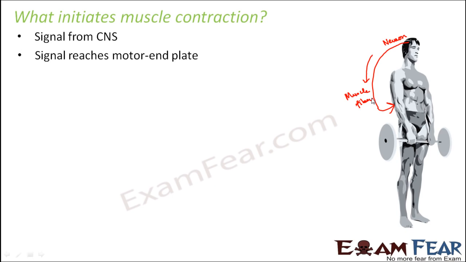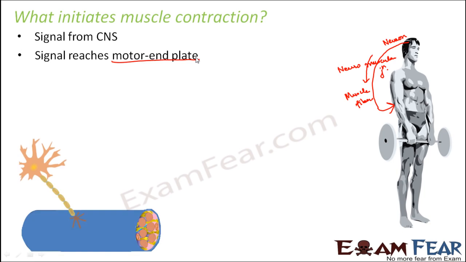Now in between the motor neuron and the muscle fiber, there is a junction which is known as neuromuscular junction. So the junction between neuron and muscle fiber is known as neuromuscular junction. This neuromuscular junction is also known as motor end plate. So this is how it will happen.